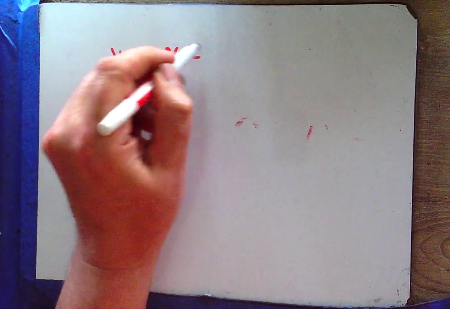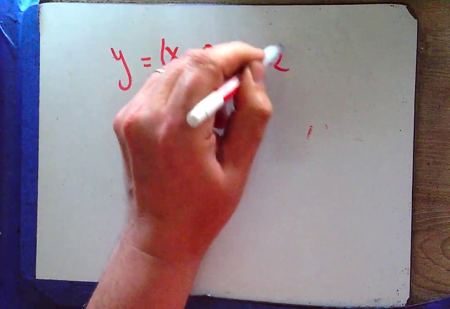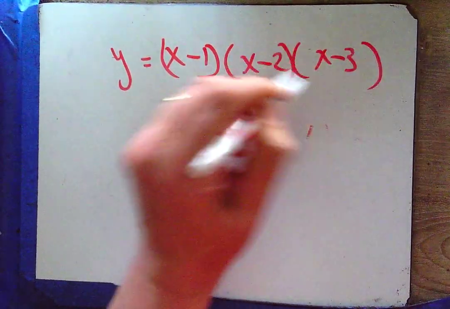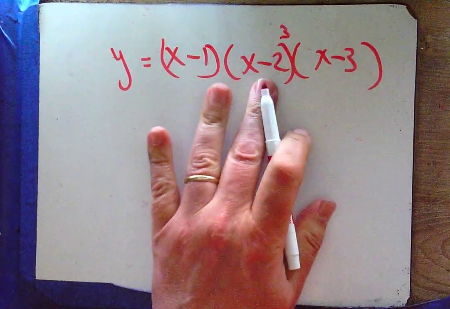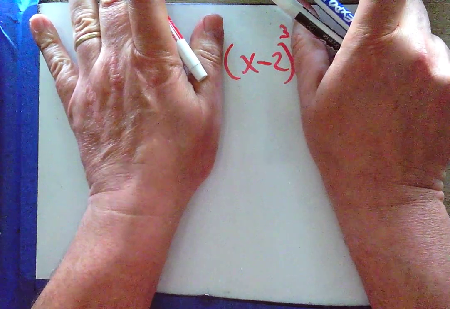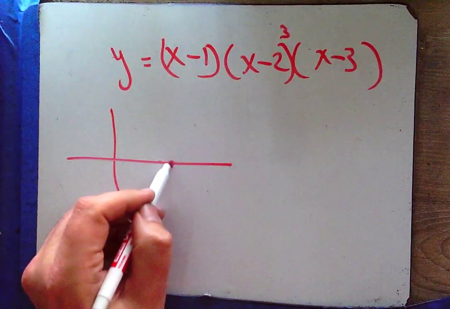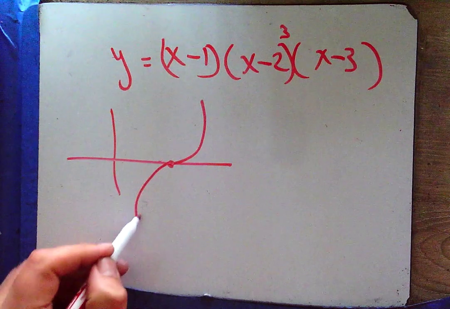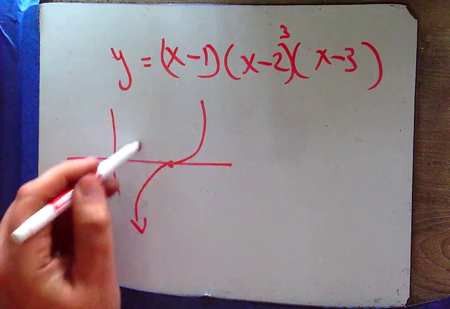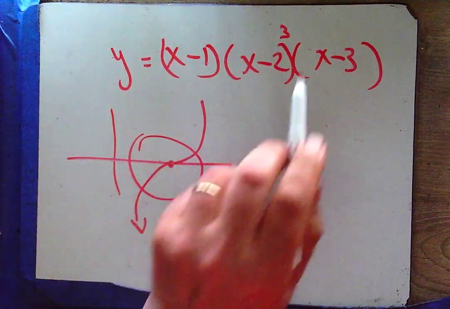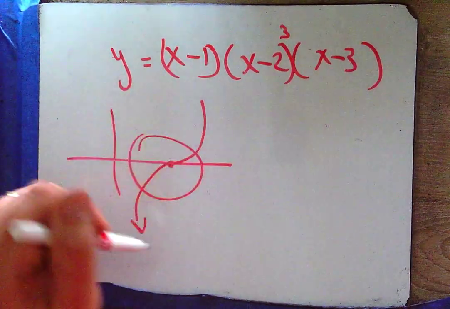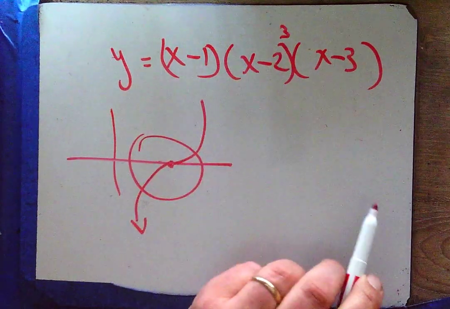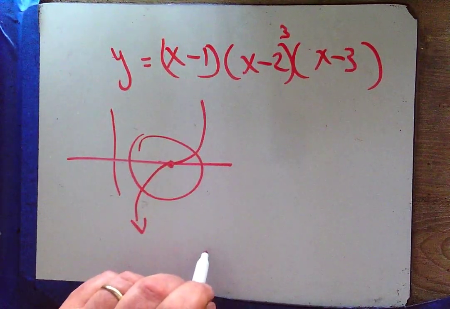What if I have y equals x minus 1, x minus 2, x minus 3, but I have a 3 here? Remember what this looked like? It looked like the x to the third shifted right 2 places. See that? That's a wiggle. An odd multiplicity bigger than 1, because 1 just passes through. An odd multiplicity bigger than 1 creates a wiggle.